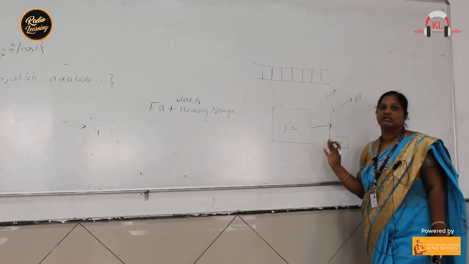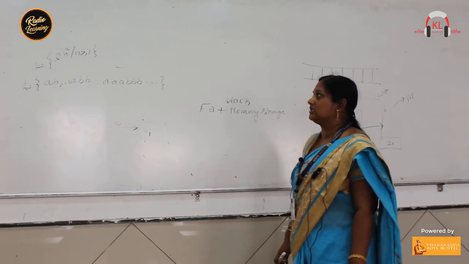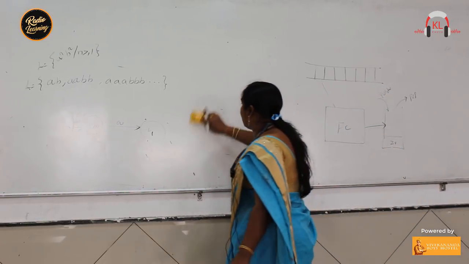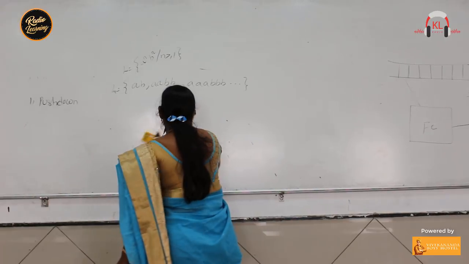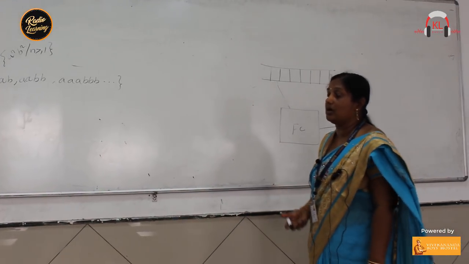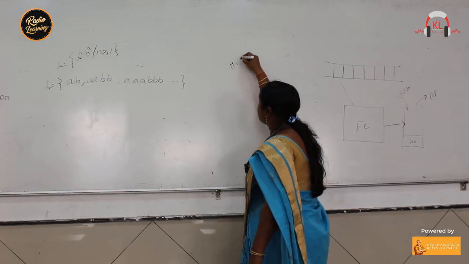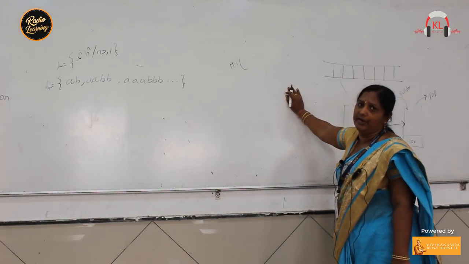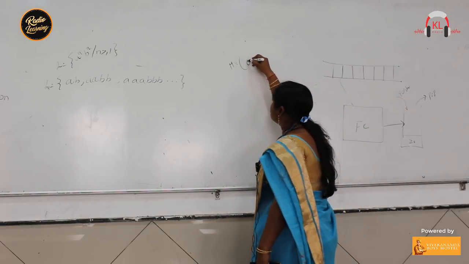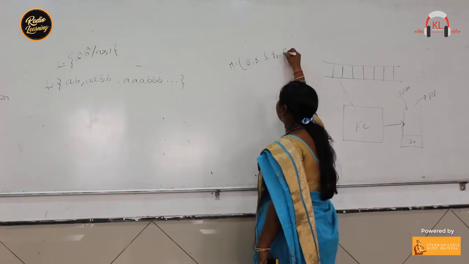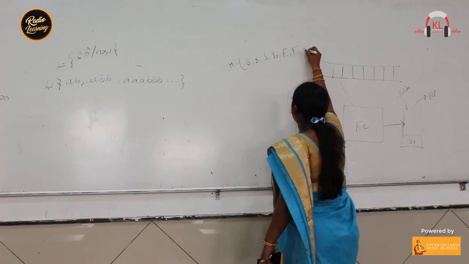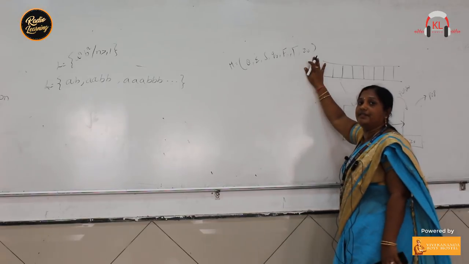Now let us see an example for a language, L equal to A power N, B power N, such that N is greater than or equal to 1. Let me explain how we are going to design a pushdown automata. Before designing it, we should understand what tuples it has. In pushdown automata, M is equal to, in finite automata we have 5 tuples: Q, sigma, delta, Q naught and F. Along with these, we have 2 more additional symbols in pushdown automata: tau, comma, Z naught.